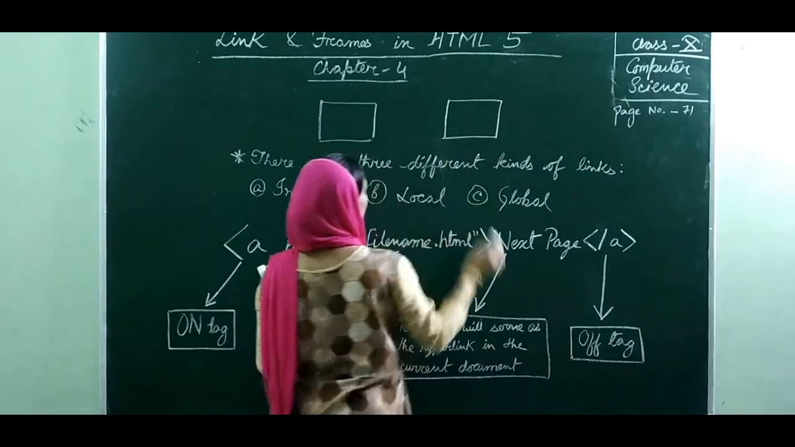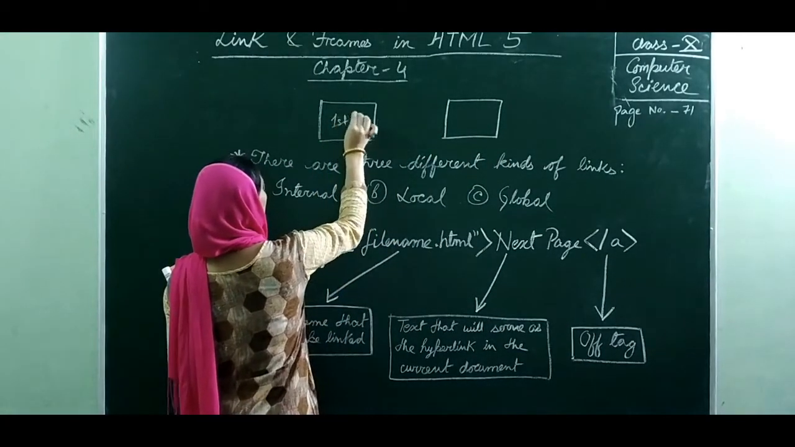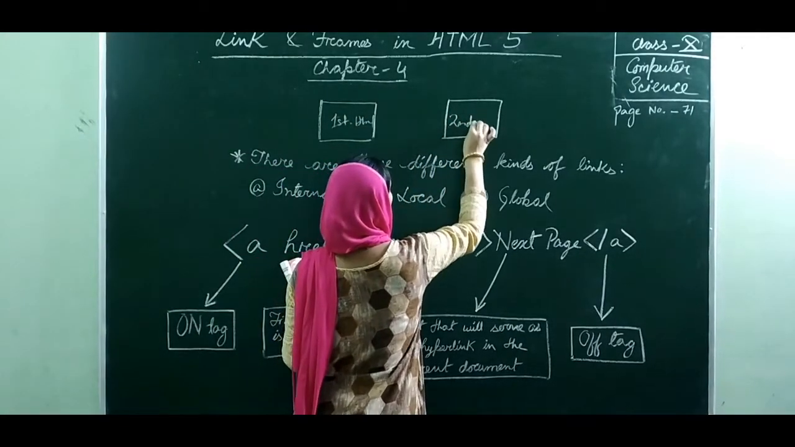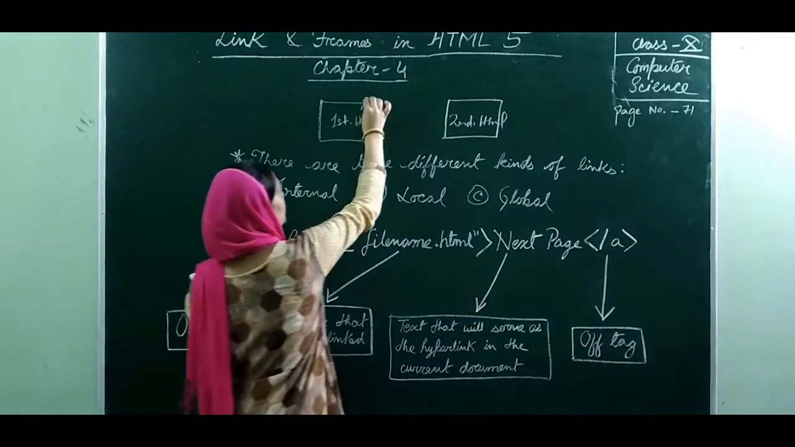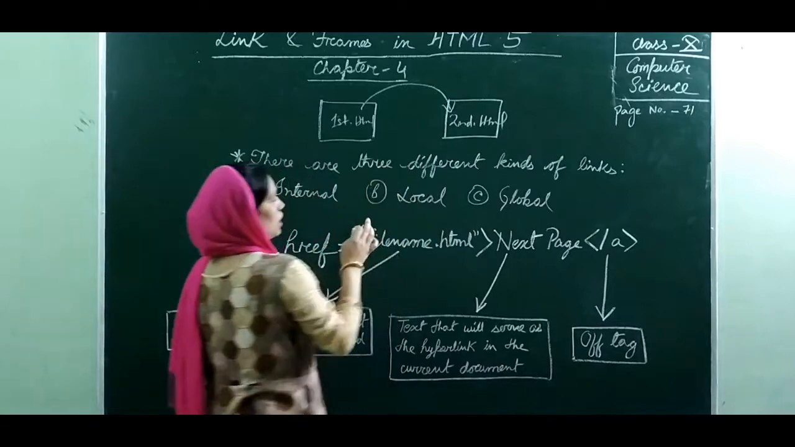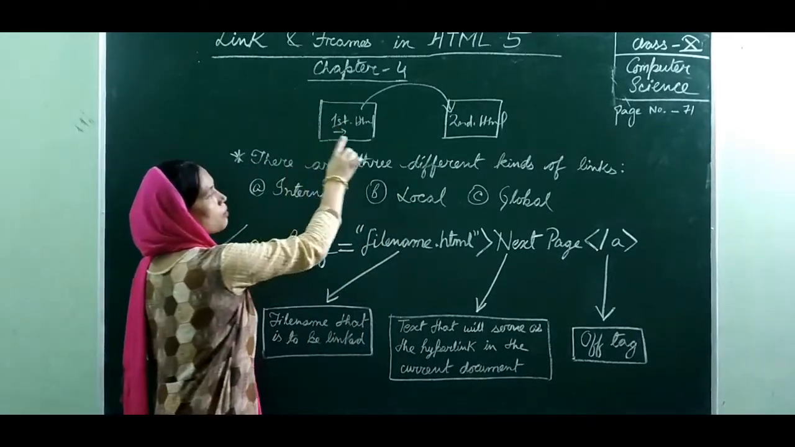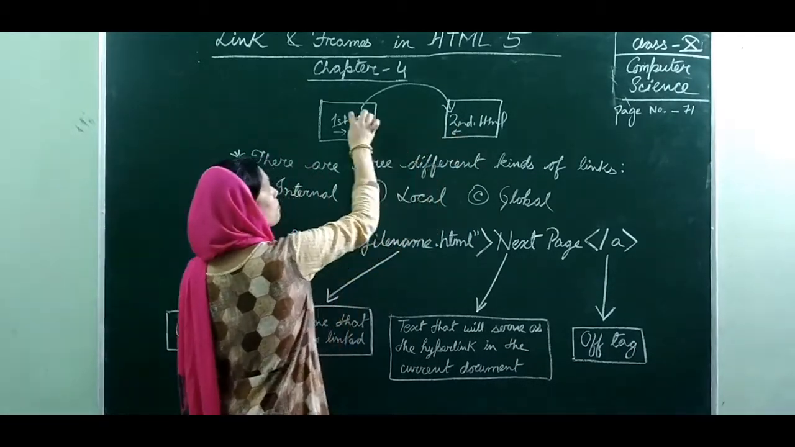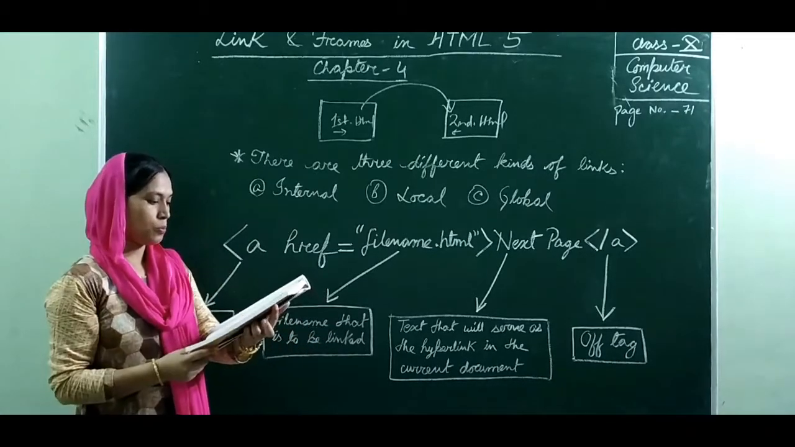web pages. Suppose this is the first page and this is the second page. So we will make a link between these two. That is, when you click in the first page, you can open the second page, and when you click back in the second page, you can come back to the first page. That is called a link. One more time, let me repeat.